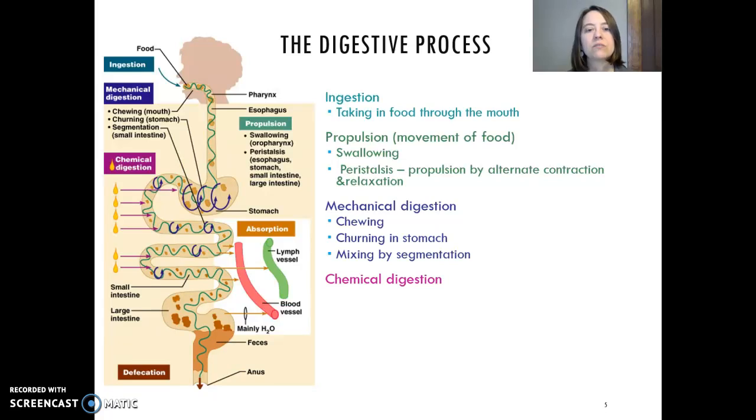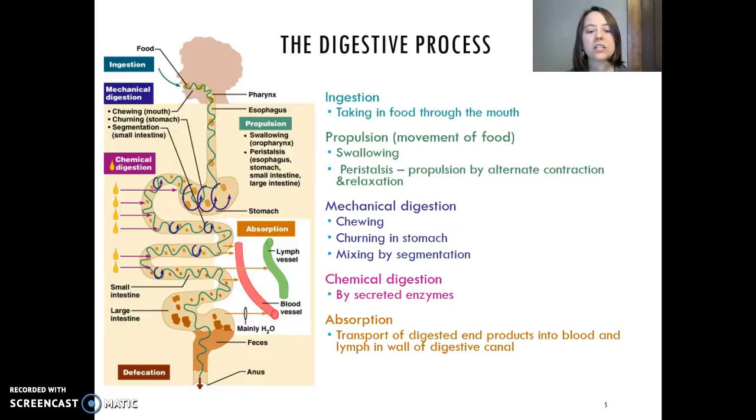Another step in the digestive process is chemical digestion, and that uses enzymes, and that happens in the small intestine. And then there is the absorption of nutrients, the transport of digested end products into blood and lymph in the walls of the digestive canal, and that is going to happen in the small intestine. And finally, defecation or elimination, which is getting rid of all the undigested substances from the body as feces.